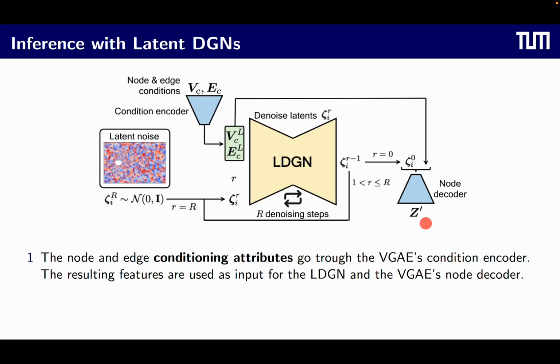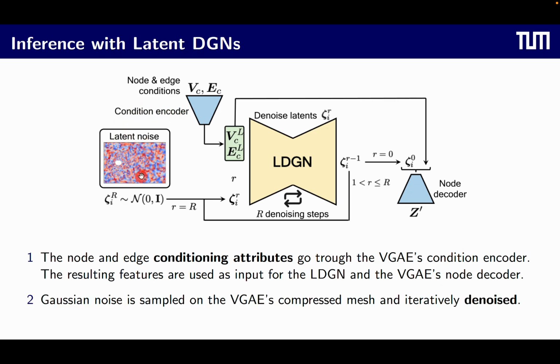Once we have trained this BAE, we can train in that latent space the diffusion graph net, and at inference time we combine both of them and evaluate them following the pipeline indicated in this diagram. So we can see that first we evaluate the condition encoder from the BAE, then we sample Gaussian noise on a compressed mesh, and we gradually transform that noise into a sample. And finally, we have the node decoder that takes this sample from the latent space to the physical space.